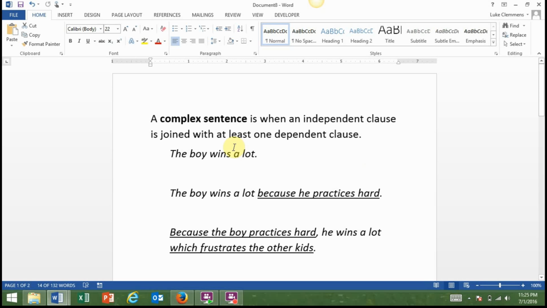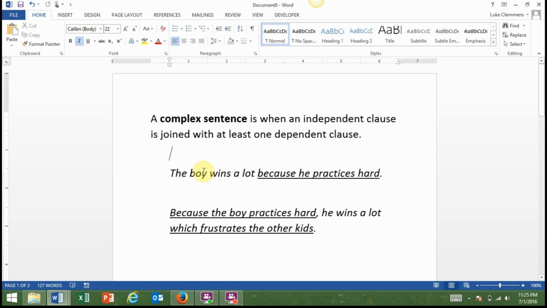Okay, so right here we have the boy wins a lot. Actually, let's jump ahead here. We'll add to that later. So here we go. The boy wins a lot. Independent clause. Just by itself, that would be a simple sentence. But if we say the boy wins a lot because he practices hard, we now have independent clause plus subordinate clause. Okay, we have he, subject, practices, predicate, but we have this subordinating conjunction, so it's a subordinate clause. So independent clause plus a subordinate clause makes a complex sentence.